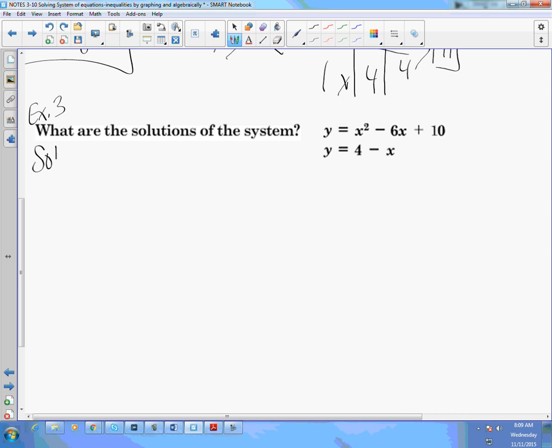Solve by substitution. I want to write these different rules down so that when the directions on your assignment ask you to solve by graphing, you know what that means. Solve by substitution, you know what that means. Solve by elimination, you know what that means.